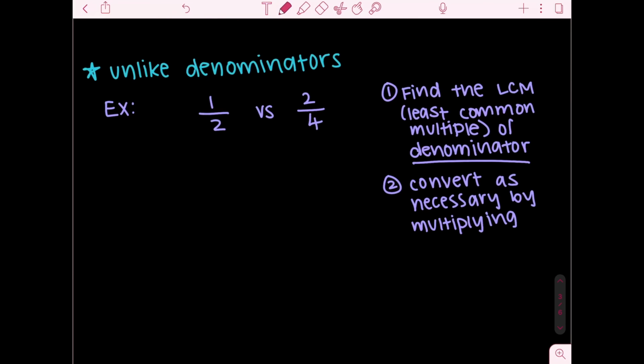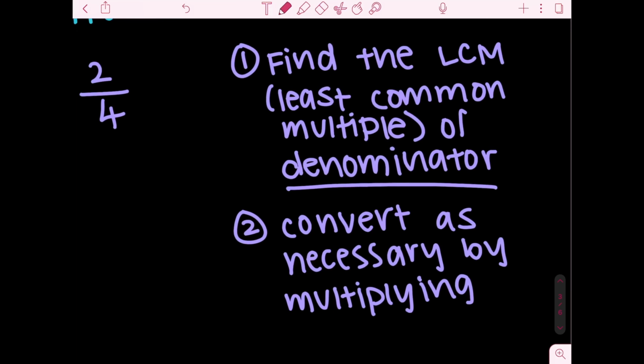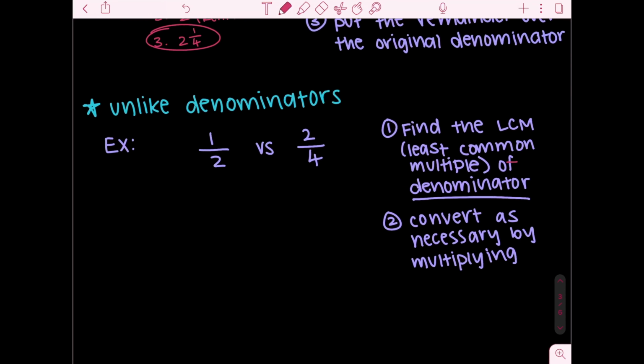The next thing we're going to look at is unlike denominators. So you're going to come across this pretty often, and most likely you're going to be doing addition, subtraction, multiplication, division, comparison with two fractions with unlike denominators. So let's look at this. I also listed out the steps here. Step 1 is find the least common multiple, LCM, of the denominators.